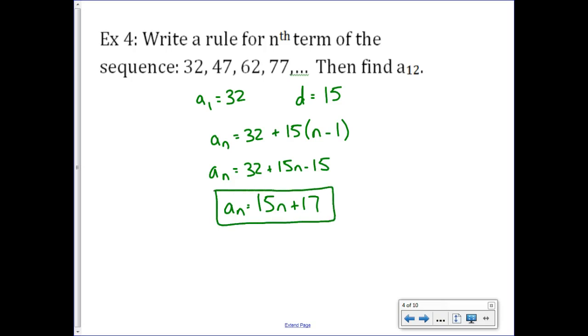There's our rule. Now we want the 12th term, so A sub 12. That means anywhere we see an n, we're replacing it with a 12. So 15 times 12 plus 17. We plug that in the calculator, and A sub 12 is 197.